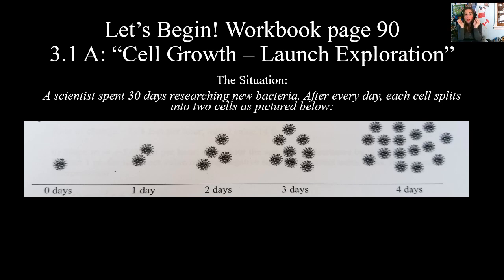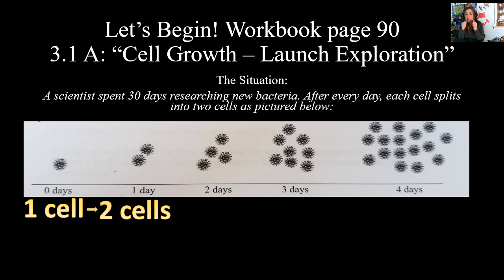So I'm starting with 1 cell. Now, a day has gone by, and that cell has split into 2 pieces. So on day 1, I now have 2 cells. 1 day has gone by, and I have 2 cells.